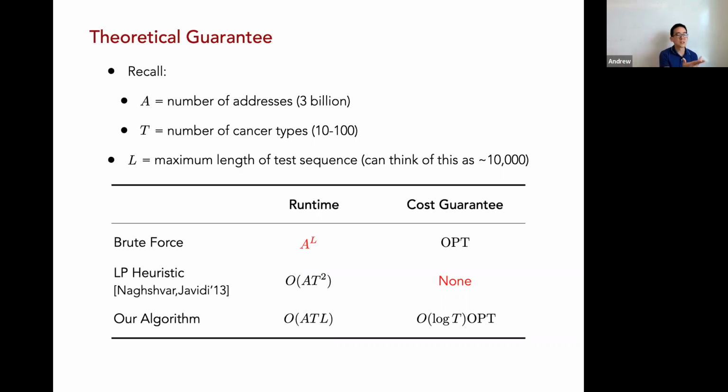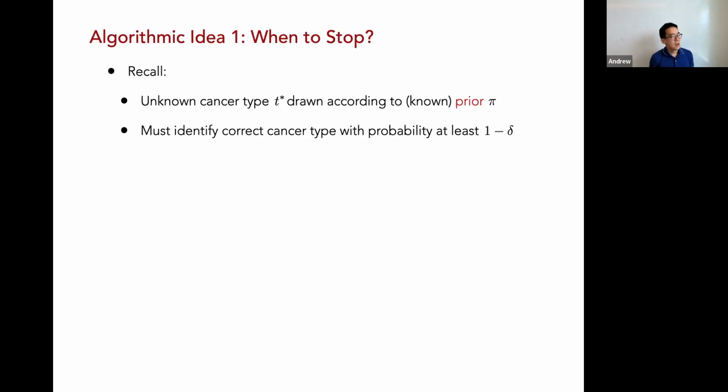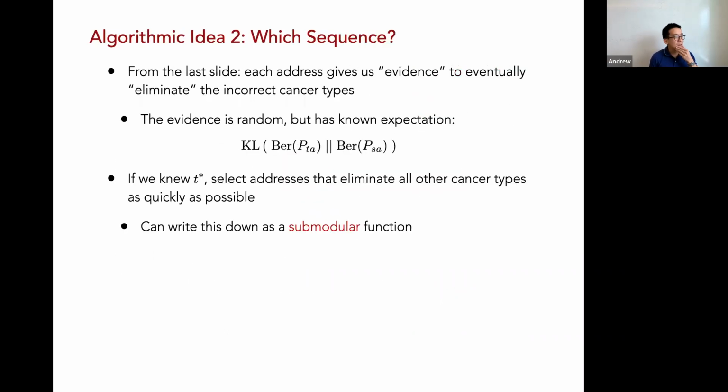We have an algorithm. Its runtime is A T L. Again, A is the only big number here. That's what matters. It's an algorithm you can run, and we did run. Okay, and its cost guarantee: no, it's not opt. That would be awesome, right? We pay an extra cost of a factor of log t. And by the way, there's mathematical reasons to believe this is the best you could ever do. I have some algorithmic ideas here.